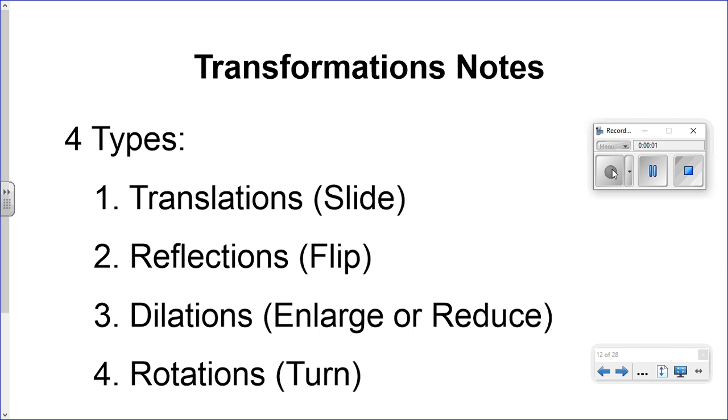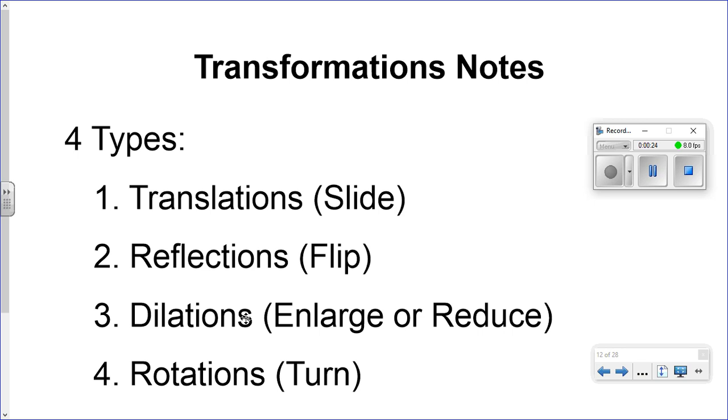Alright, so we're going to talk about transformations. There are four types of transformations. The first one is a translation, which is a slide. Number two is a reflection, which is a flip. The third is a dilation, which is an enlargement or reduction. And four is a rotation, which is a turn either clockwise or counterclockwise.